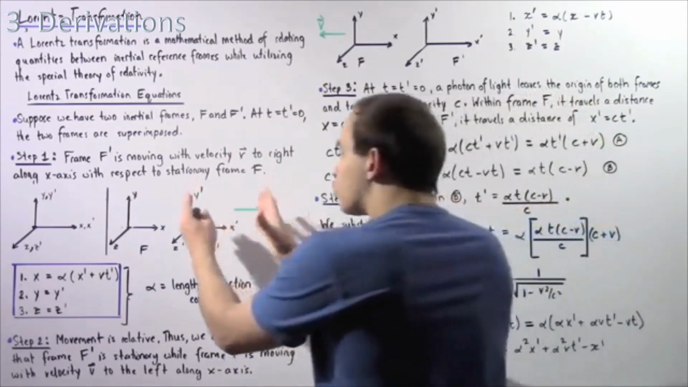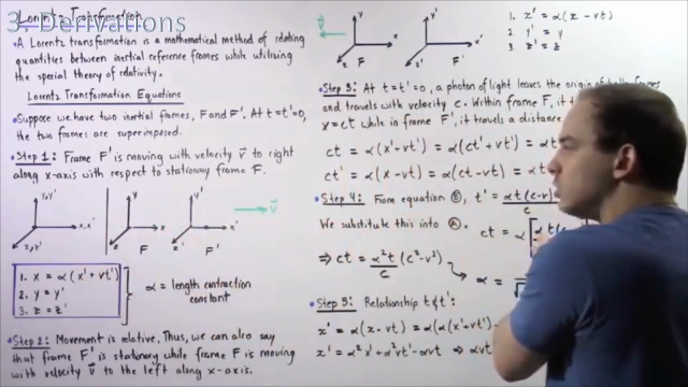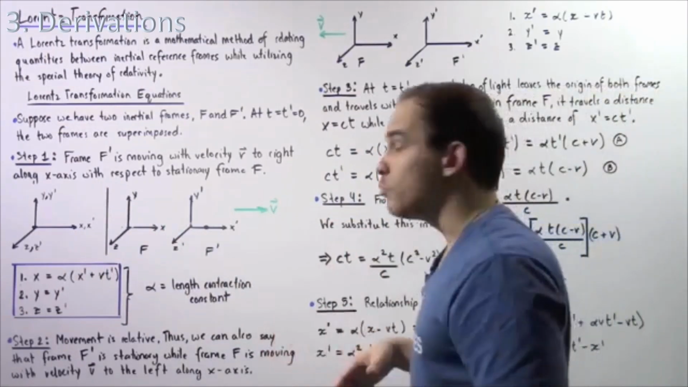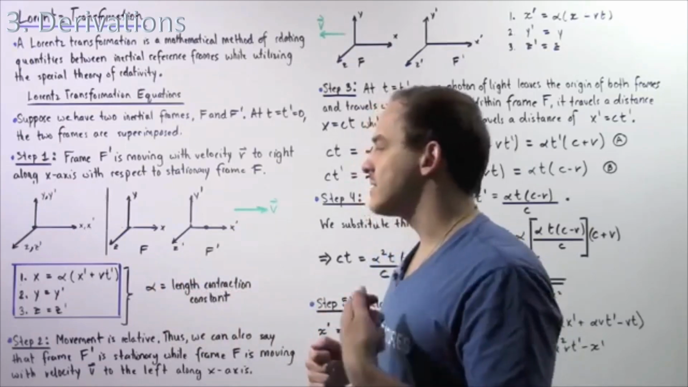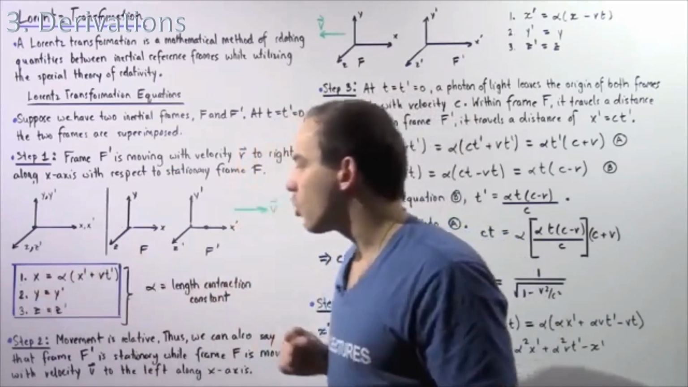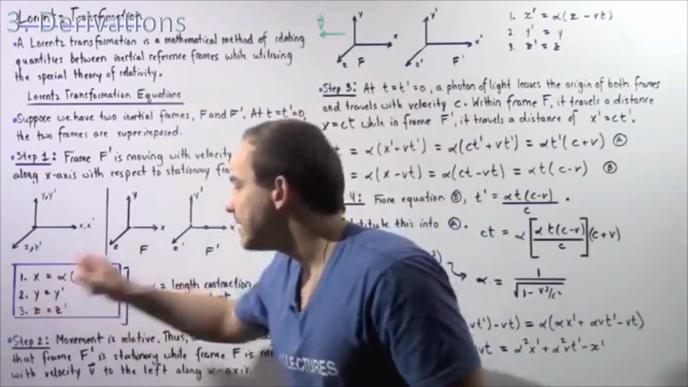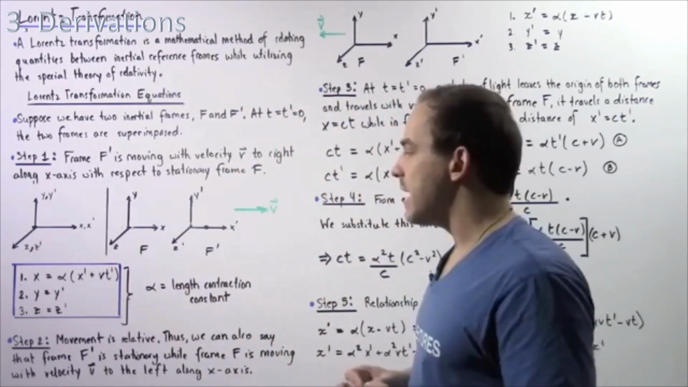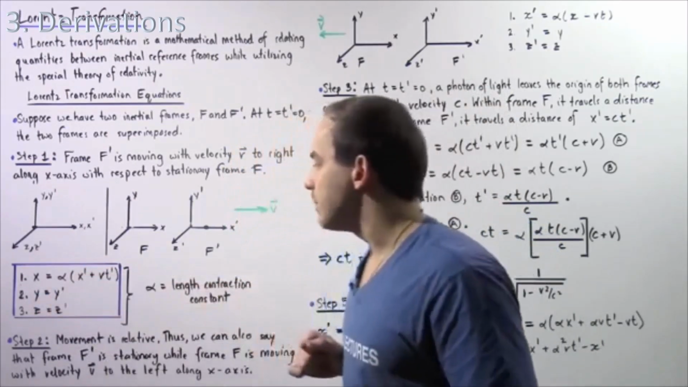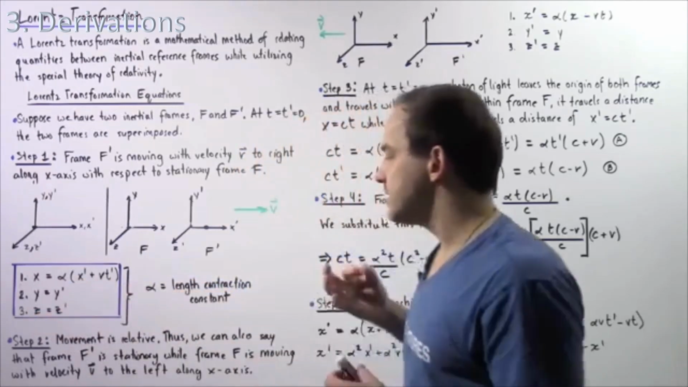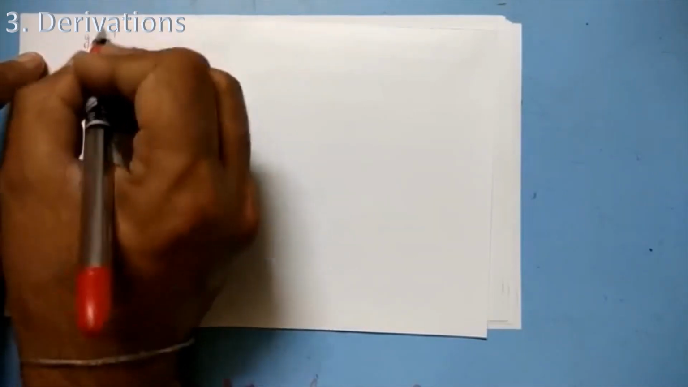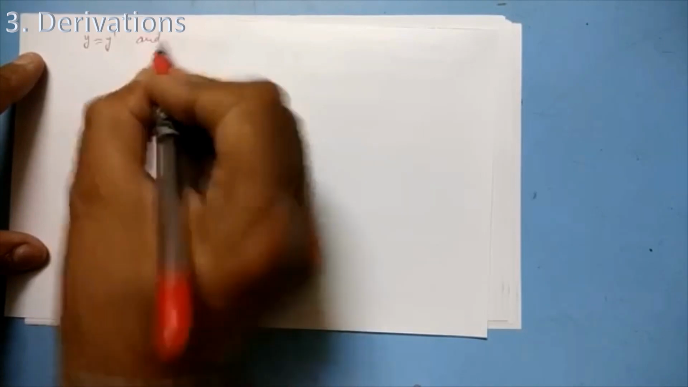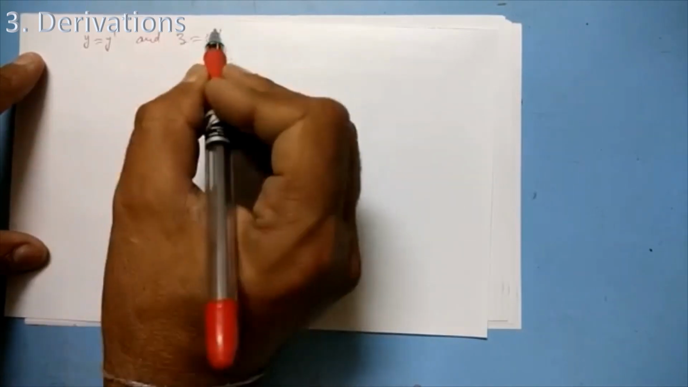Now notice that the reference frame is only moving along the x-axis. It's not moving along the y-axis, and it's not moving along the z-axis. So that implies the y-coordinate will remain the same, and the z-coordinate will also remain the same. So y equals y prime, and z equals z prime. We can write y is equal to y prime and z is equal to z prime.